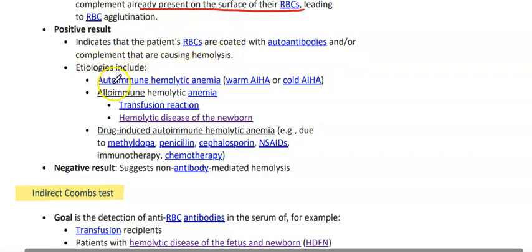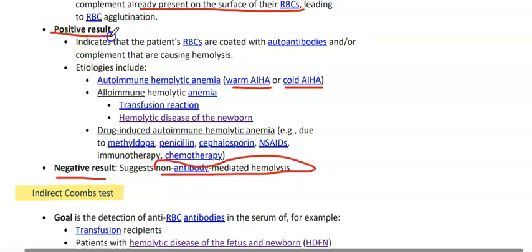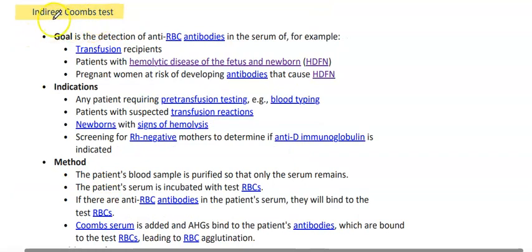What are the etiologies? We have autoimmune hemolytic anemia, like warm and cold. We have alloimmune hemolytic anemia, like transfusion reaction and hemolytic disease of the newborn, and drug-induced autoimmune hemolytic anemia due to methyldopa, penicillin, cephalosporin, NSAIDs, immunotherapy, and chemotherapy. Negative results suggest non-antibody mediated hemolytic anemia. So we have positive and negative results on the basis of which we can classify and narrow the differentials of anemia. The second type is indirect Coombs test.